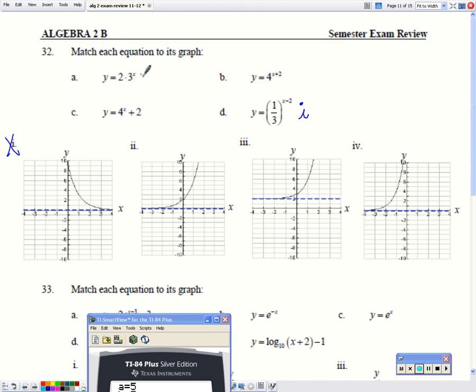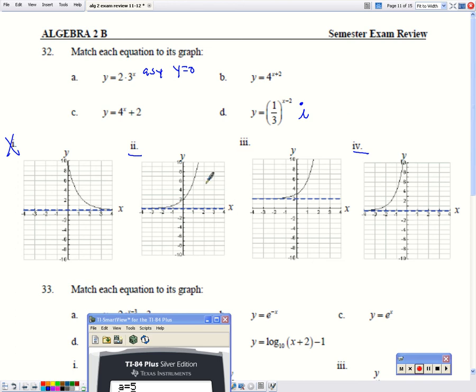I see that there is no constant out here for A, going back to A. So I know it has to have an asymptote at y equals 0. So I look at my choices, and I see that 2 and 4 have an asymptote of 0. See, because there's that blue dotted line. So it could be that one, or it could be this one.